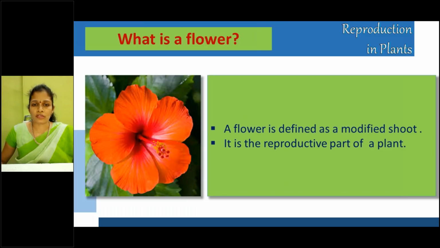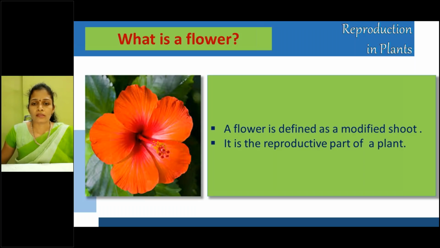Look at this picture, children. What is this picture? It's a flower. What is a flower? A flower is defined as a modified shoot. What is a shoot? A shoot is a young branch.